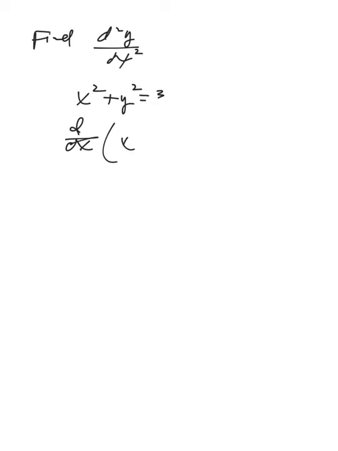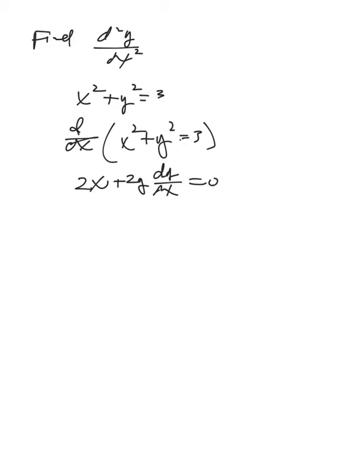So we begin this like any other implicit differentiation problem. We take the derivative with respect to x of this, which the first term is just 2x, second term 2y times the derivative of y with respect to x, and that's going to equal 0. We solve that for dy dx.